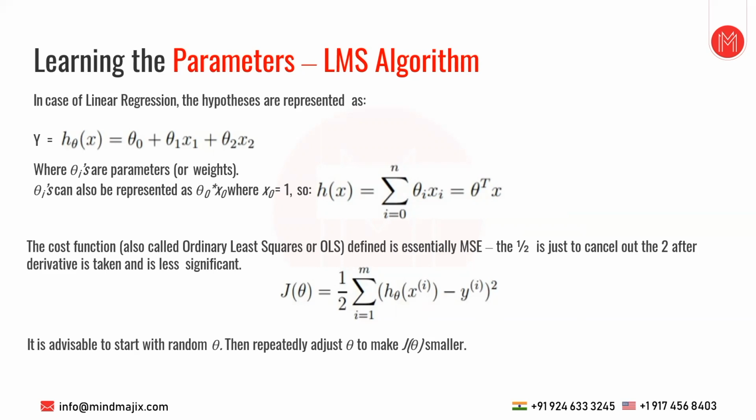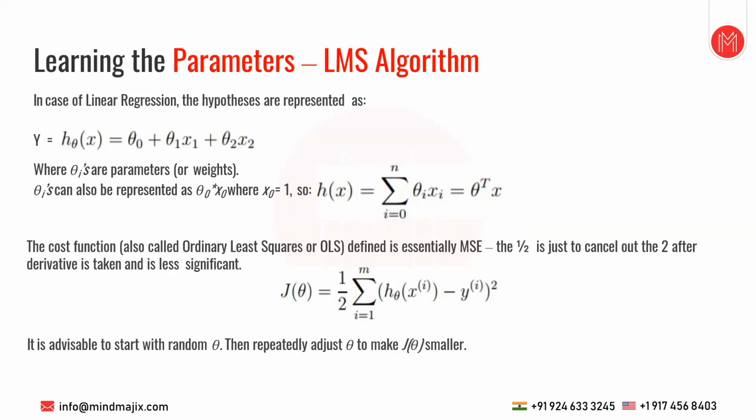After that, the cost function, also called ordinary least squares or OLS, is defined especially as the mean square error. The one half is just to cancel out the two after the derivative is taken, and it is less significant. So cost function is equal to one half summation i equals 1 to m of h theta of x of i minus y of i, and we have to take the square of that.